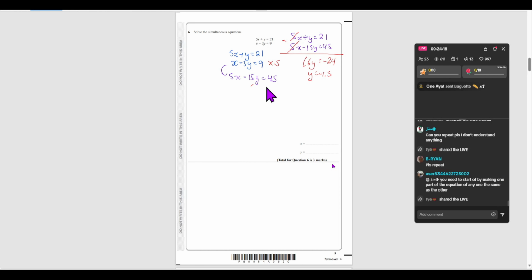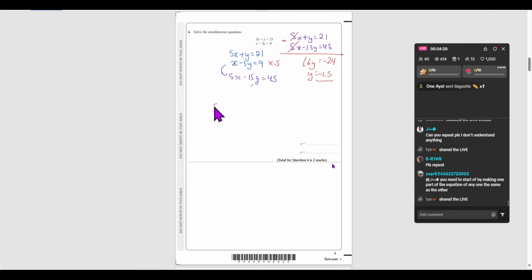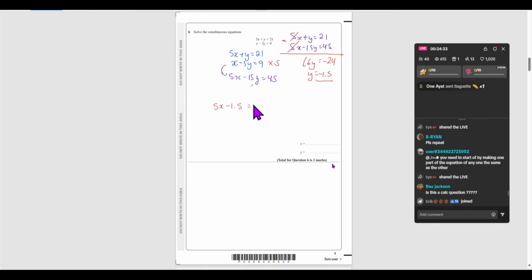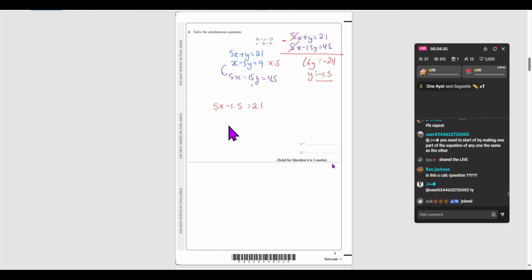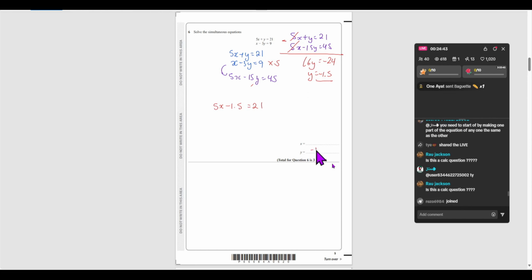Now what you just need to do is substitute minus 1.5 into one of those equations to find the value of x. I would use this equation right here. So 5x minus 1.5 is equal to 21. Okay? Is this a calculator question? This is not a calculator question. This is a non-calculator paper. So I'm just going to write y is equal to minus 1.5 here.